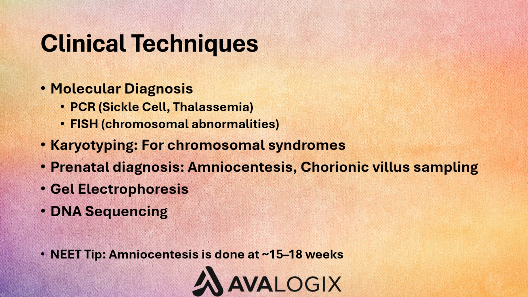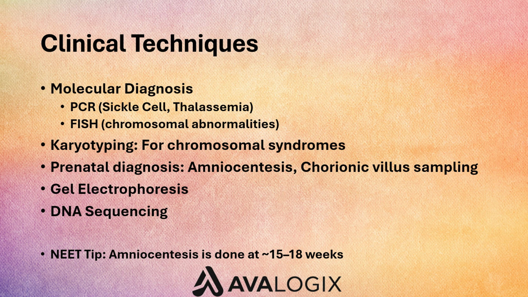2. Amniocentesis and chorionic villus sampling, CVS. These are prenatal techniques. Think of them as sampling the baby's environment to check for genetic issues before birth. Amniocentesis: we take a bit of the amniotic fluid around the fetus, usually after 15 weeks. CVS: we take a sample from the placenta, chorionic villi, done earlier, around 10 to 12 weeks. Both allow us to collect fetal cells, which we then test via karyotyping or even molecular methods like PCR. NEET tip: CVS is earlier but riskier. Amniocentesis is later but safer.